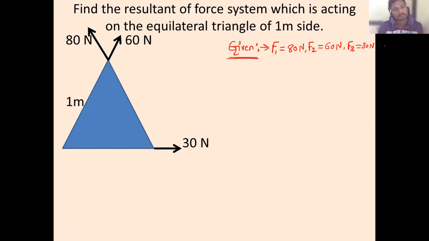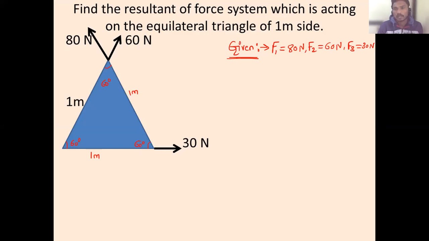As it is given, 1 meter side, this will be 1 meter and this will be again 1 meter. So what will be this angle? 60 degree. What will be this angle? 60 degree. And this angle? 60 degree. As you know better, there is nothing to tell about this.